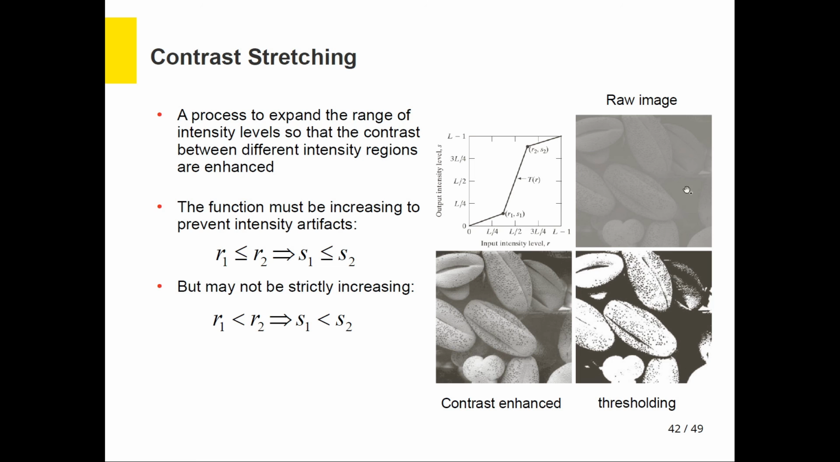For example, if we have this raw image, and we chose R1 and S1 and R2 and S2 in such a way to enhance the contrast of an image, this is the result that we get. But we can modify these values in such a way that we get a thresholding function. For example, if the S1 value is 0 and S2 value is L minus 1, that is when the contrast stretching function is basically a thresholding function.